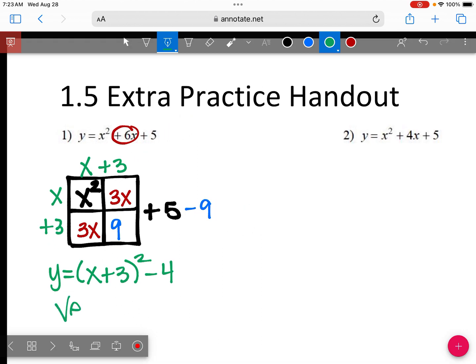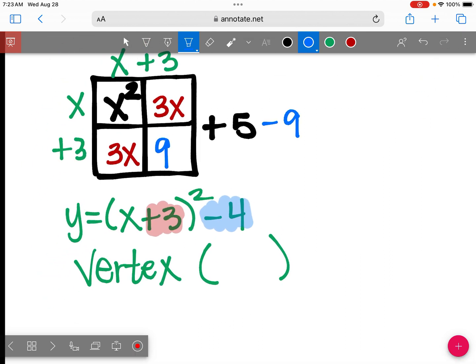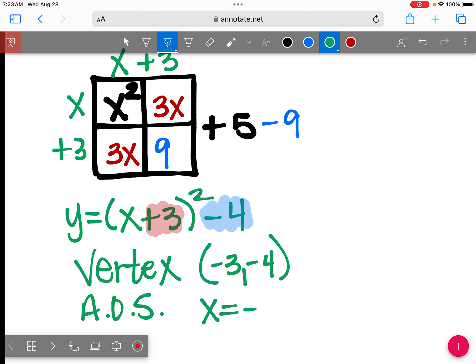So your vertex, which is the lowest point on your graph, is going to be, you always flip the sign. These are your two numbers. Except we flip this one though. We flip the pink one. So instead of a positive 3, it changes to a negative 3. That blue does not change. Axis of symmetry, which is the line that will divide it in half, would be at x equals negative 3.